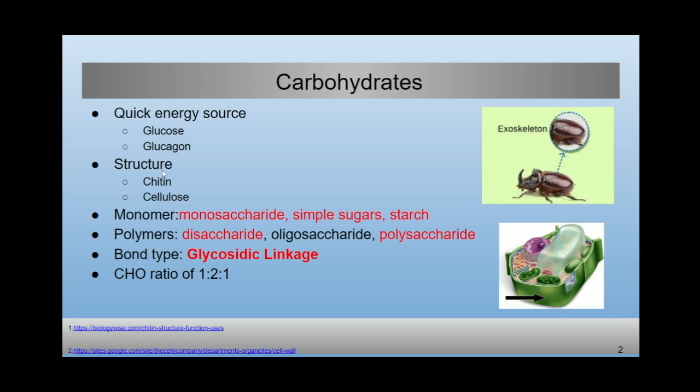As for the second function, we have structure. So in certain organisms, carbohydrates are actually used to build structures. For example, in these beetles, and actually it's pretty common in other types of beetles too, you've got an exoskeleton that protects the internal organs of the beetle, and it is made of this carbohydrate called chitin.